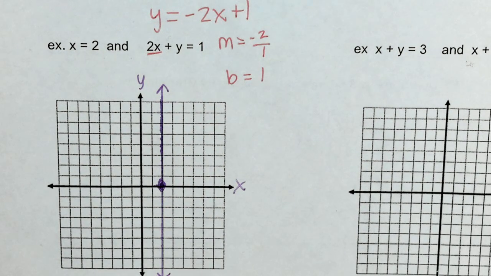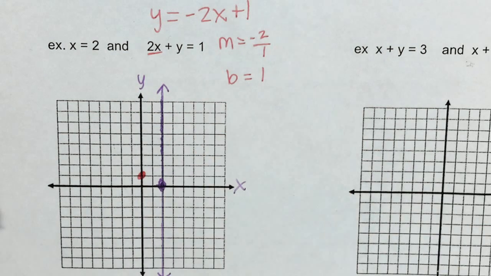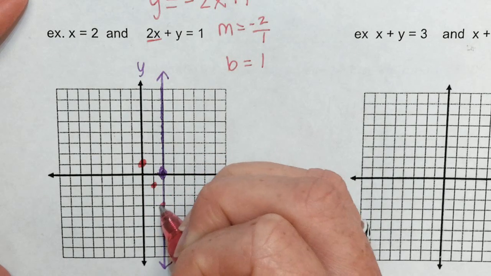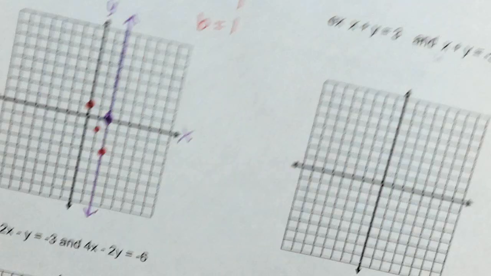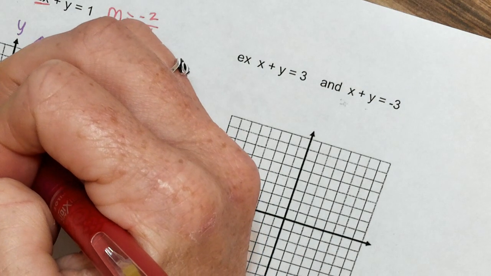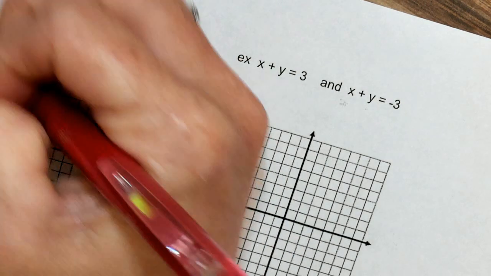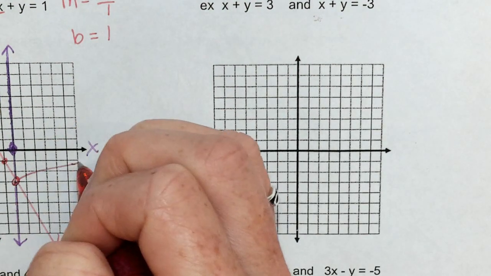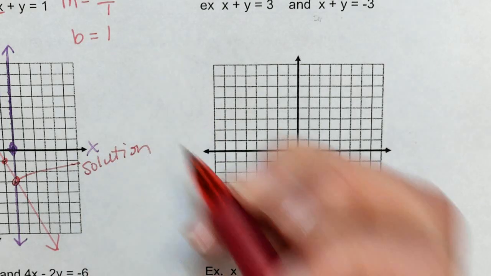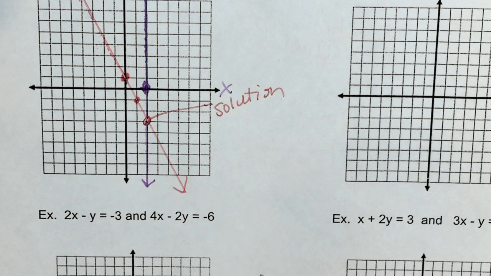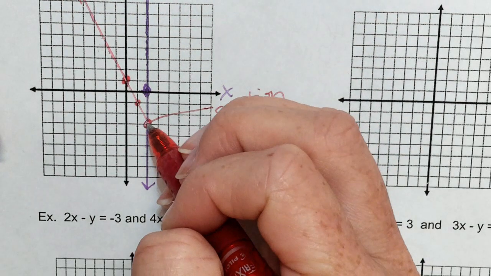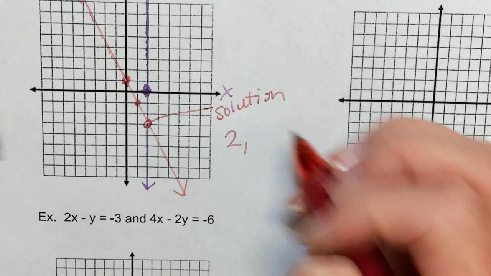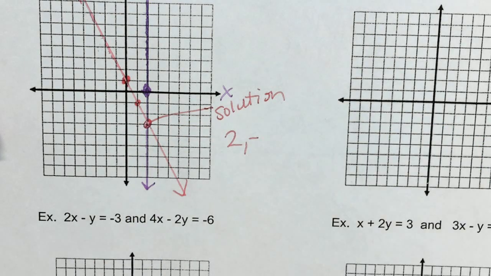So on the y-axis, I go to 1 and put a dot. And then I'm going to go down 2, right 1. Did I find their intersection? Yes. So that's enough dots for that one. This point right here is called the solution. And what coordinate is it at? Where am I at on the x-axis? 2. Where am I at on the y-axis? -3.